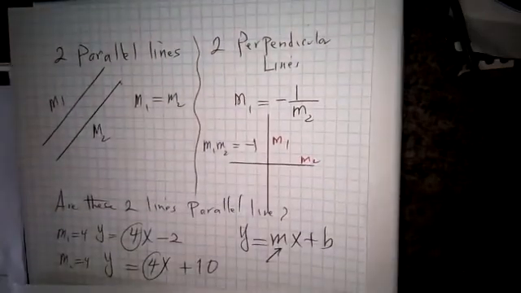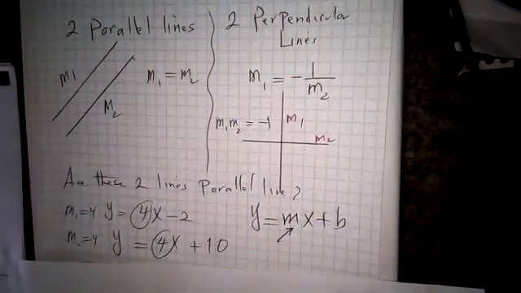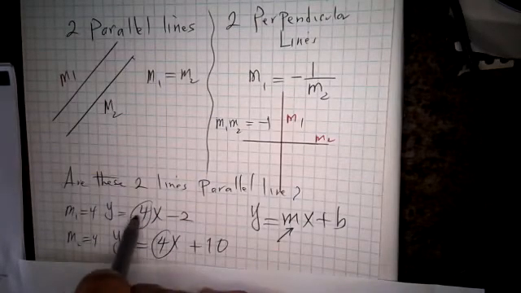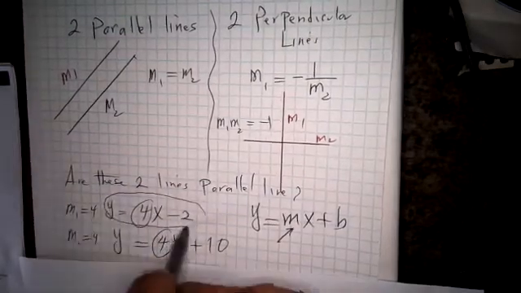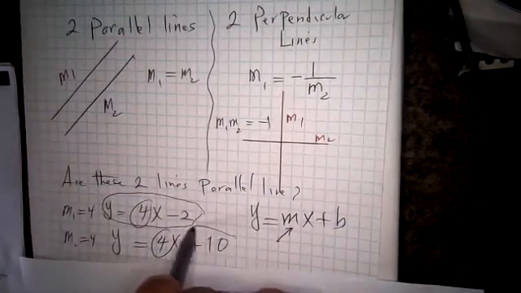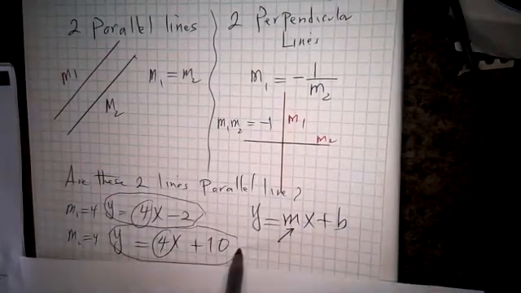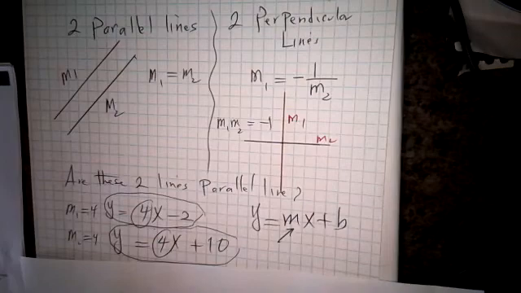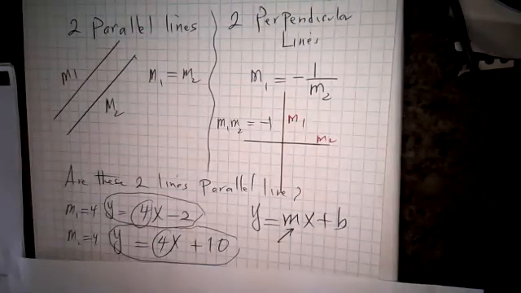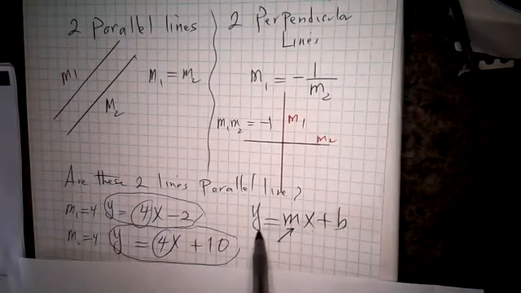Now let's look at this example. Are these two lines parallel lines? One is y = 4x - 2. The other one is y = 4x + 10. Look, the slope of the first one is 4 and the slope of the second one is 4. Yes, they both are parallel lines because they have the same slope. The slope is always sitting next to x if you have just one y by itself.